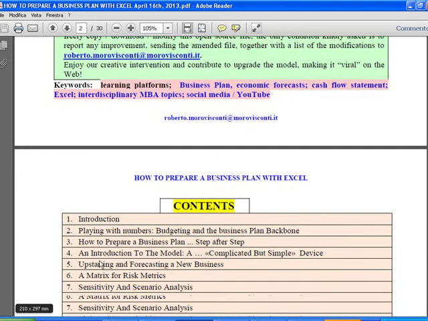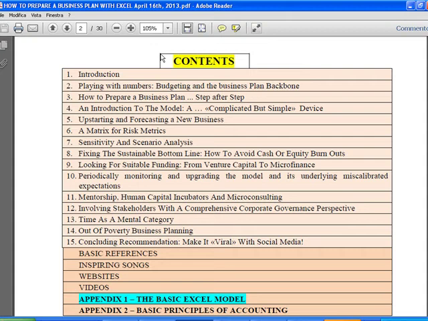Here you have the contents of this paper: introduction, playing with numbers, budgeting and the business plan backbone, the skeleton of the business plan, how to prepare a business plan step after step, an introduction to the model, which is complicated but simple, upstarting and forecasting a new business, a startup. Then we have risk and a matrix for risk metrics. Also, we have sensitivity and scenario analysis, changing the hypotheses one after one or together.